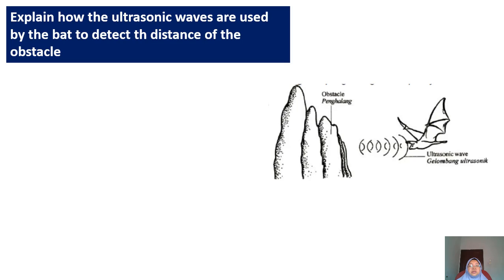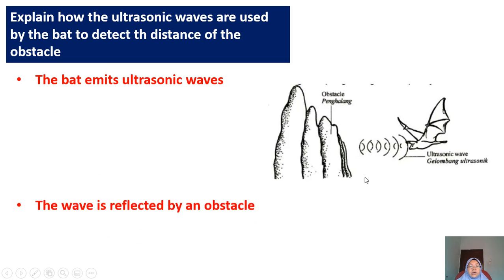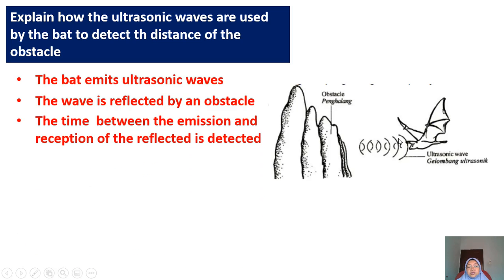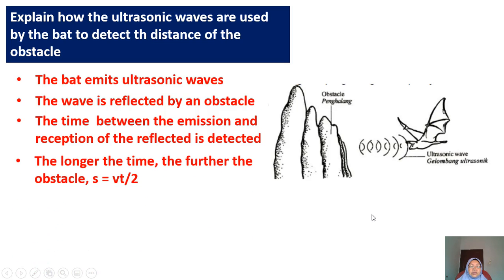Okay, lastly we explain how ultrasonic waves are used by the bat to detect the distance of the obstacle in front. So the bat emits ultrasonic wave, and the wave is reflected by the obstacle. The time between the emission and reception of the reflected wave is detected. Okay, from the emission it goes to the obstacle, reflects and goes to the bat again, so the time is detected, and the longer the time, the further the obstacle. So the bat can estimate the distance by estimating the time of the receiving signal.